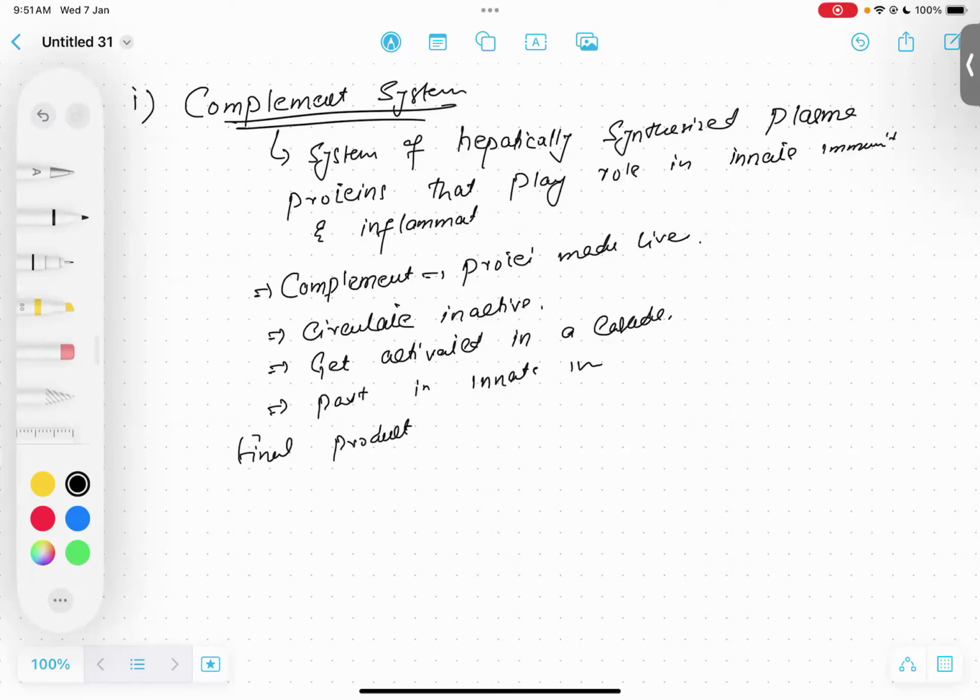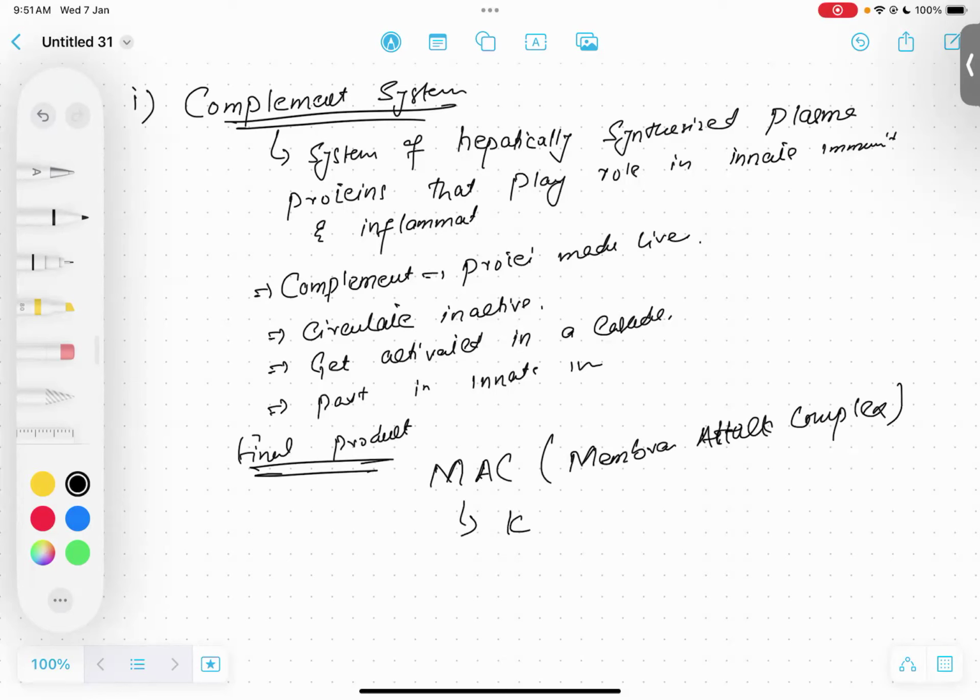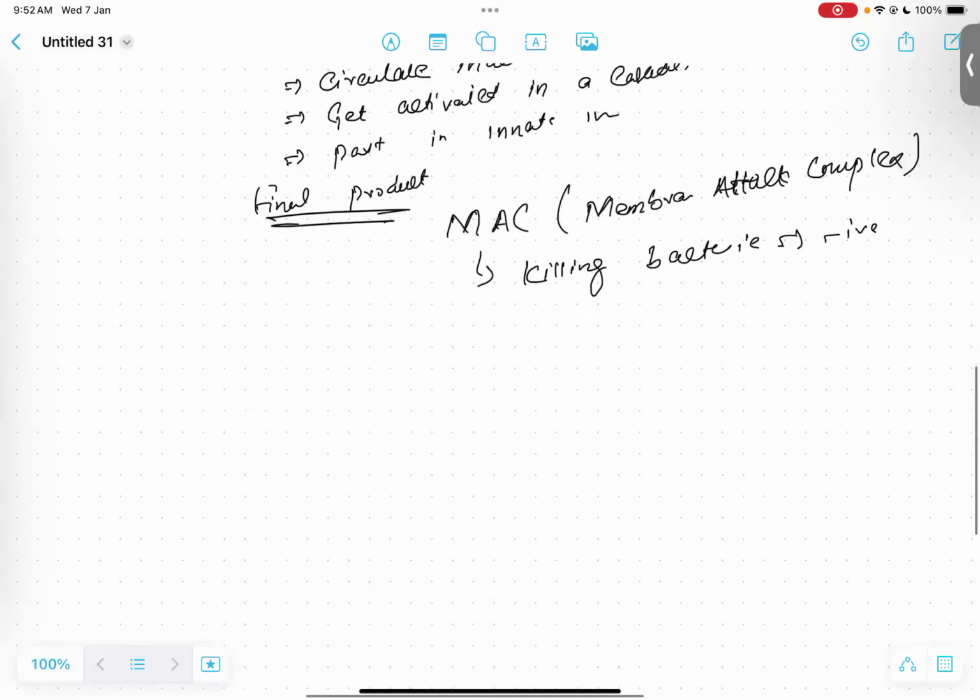The final product will be MAC, the membrane attack complex, and it is associated with killing of bacteria, especially gram negative ones. Okay, doctors, so this is the general information regarding the complement system.